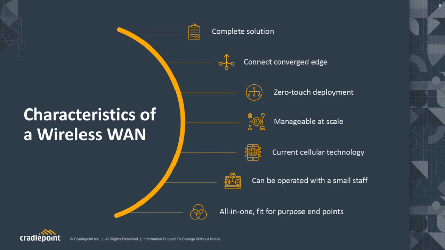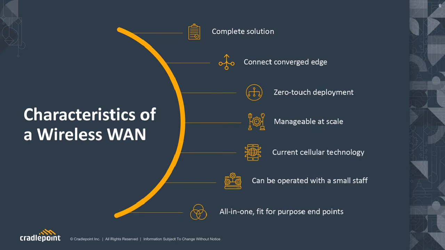It has to support current cellular technology. And that's one of the things we're going to talk about today: cellular is great, but many of you on this call know there are very different flavors of cellular, whether it's 3G, 4G, Gigabit LTE, or 5G. It's important as you look at using cellular as a WAN source that you're always on the latest version of that network. That's really what's going to give you the bandwidth and the reliability that you need.